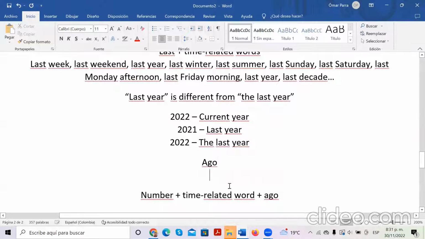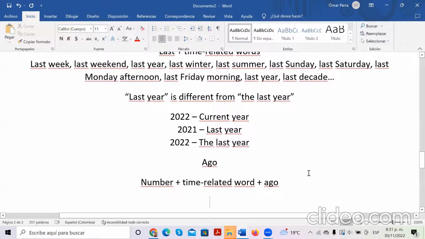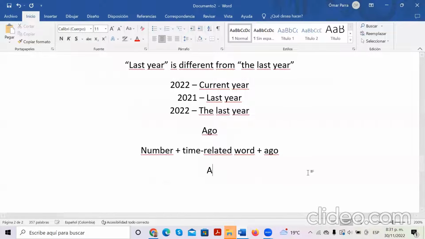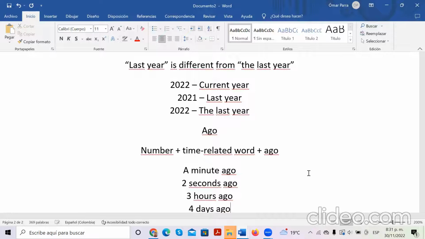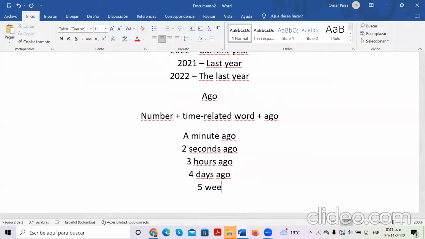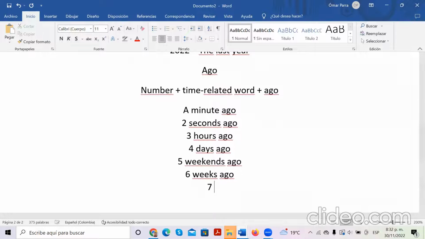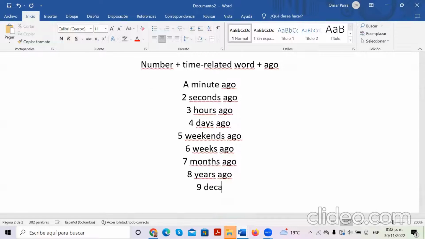Select this, go. So if it's only one, we can say a minute ago. 2 seconds ago. 3 hours ago. 4 days ago. 5 weekends ago. 6 weeks ago. 7 months ago. 8 years ago. 9 decades ago. 10 centuries ago, and we can continue.